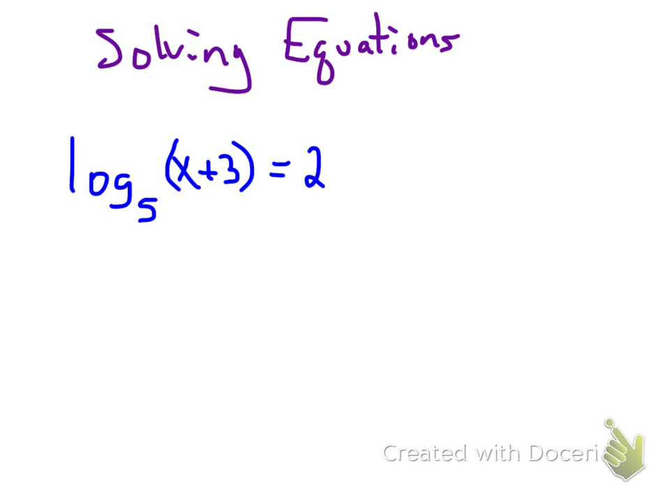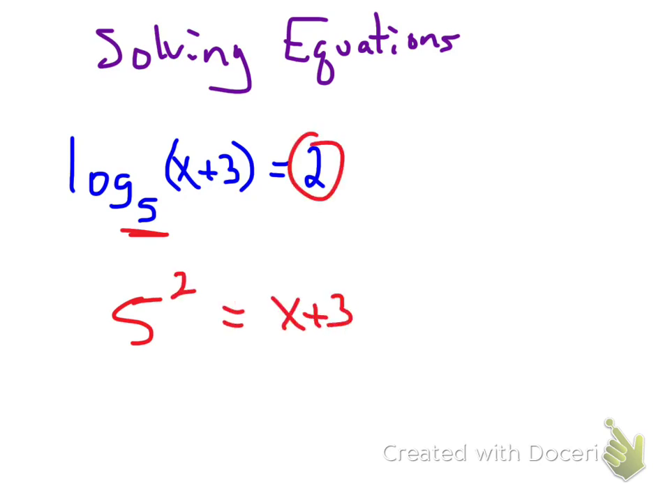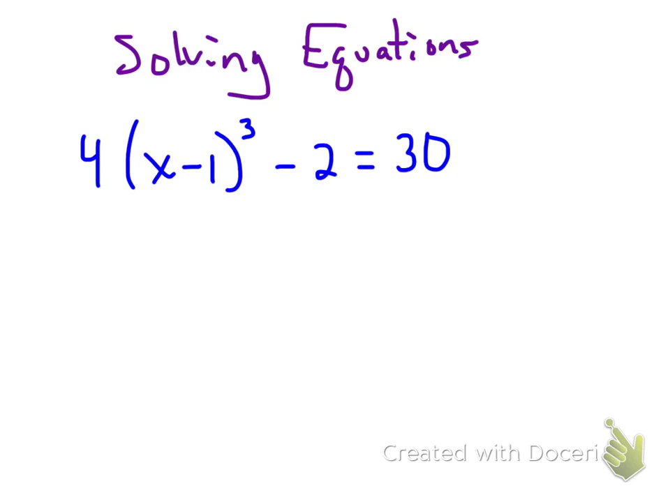All right, we are in logarithm form. I do not want it to be in log form in order to solve this. I want to switch to exponential. Base of 5, exponent of 2 equals x plus 3. That's 25 equals x plus 3, and x equals 22. One more of these. Go ahead.